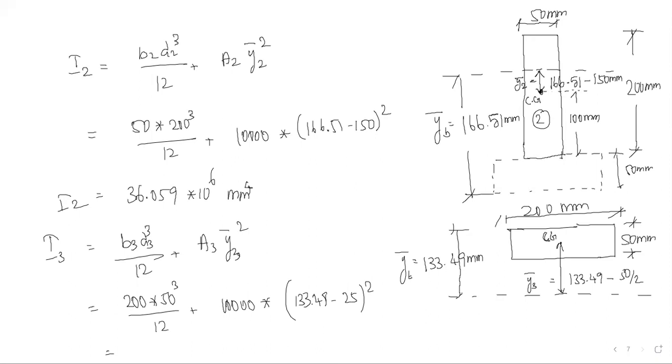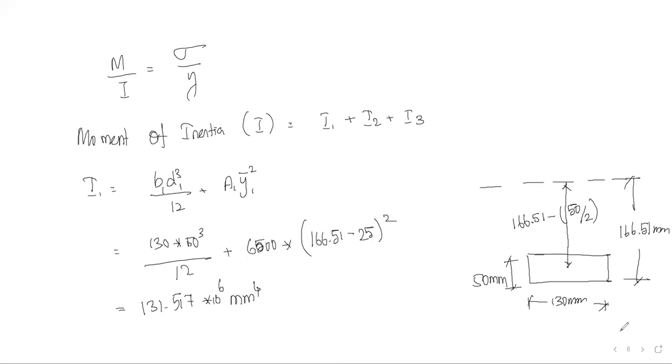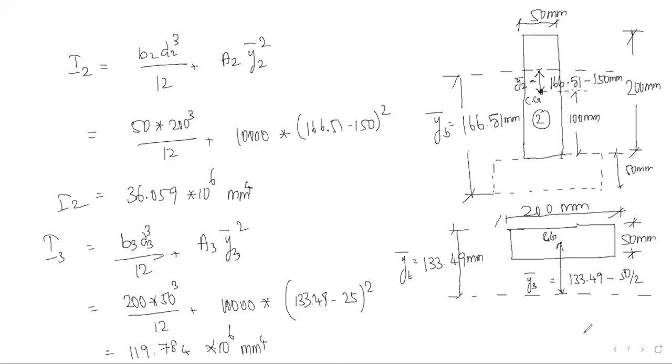So 10,000 multiplied with 133.49 minus 25 the whole square. So it is 119.784 into 10 to the power 6 mm power 4. So this is the value of I3. So the value of total moment of inertia I is equal to the addition of I1 plus I2 plus I3, the individual sections. So by adding this, 131.517 into 10 to the power 6 plus 36.059 into 10 to the power 6 plus 119.784 into 10 to the power 6.